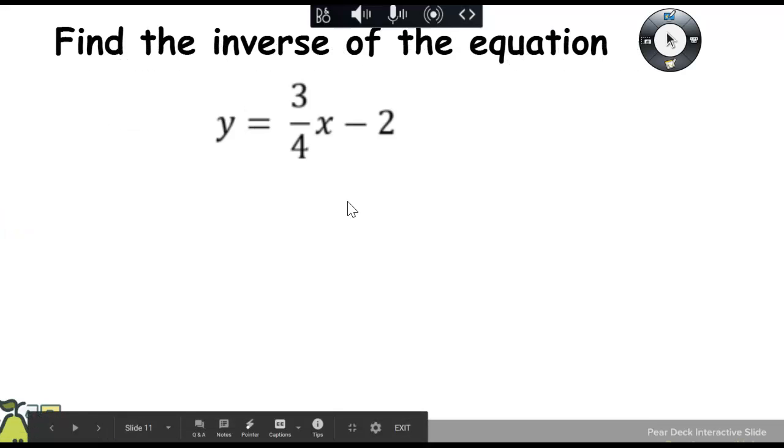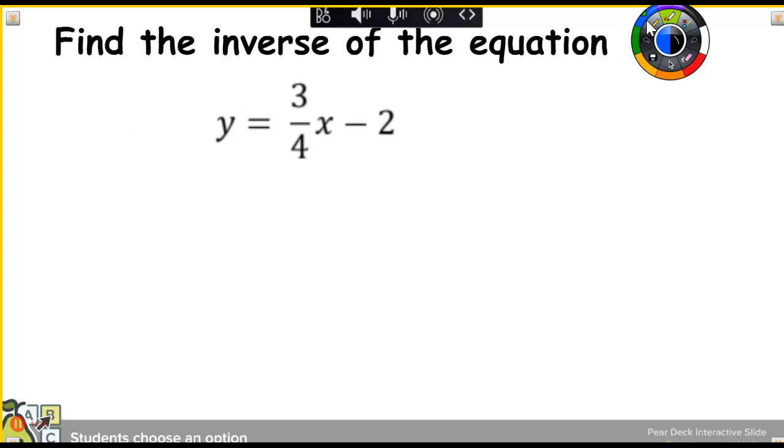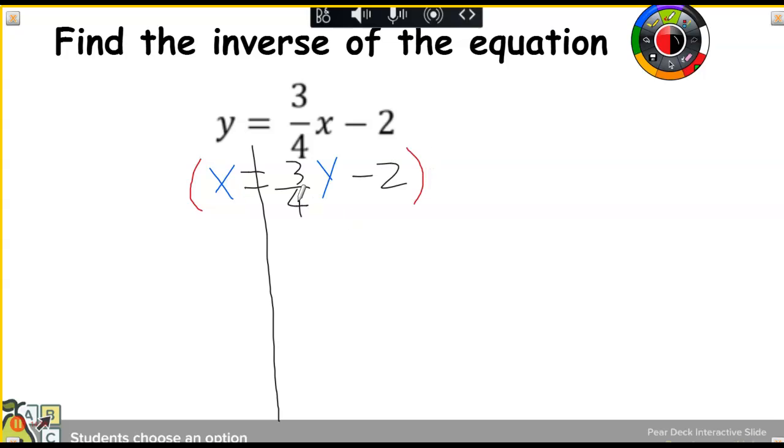Next one. Look for the inverse of this equation. So again, first switch the place of x and y, and copy the rest. And then before you single out your y, you want to get rid of the fraction. How can you get rid of the fraction? You're going to multiply the entire equation by the denominator of the fraction, which is 4. So let's do the multiplication. 4 times everybody in the equation. So first, 4 times x is 4x, equal sign.